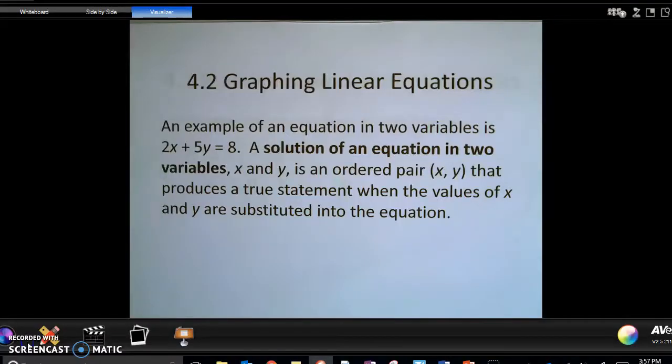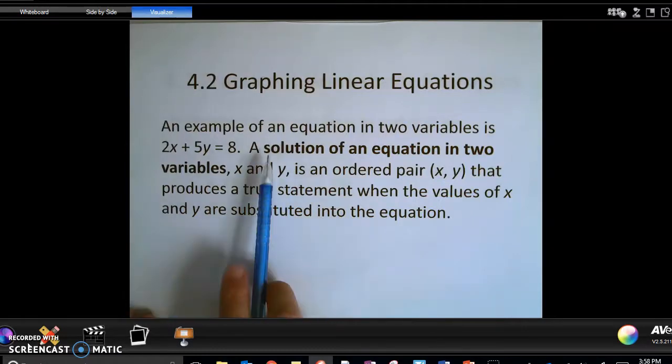Okay, the second part of our lesson we're going to talk about today is graphing linear equations. So far, we have been looking at equations in one variable, but now we are going to look at equations in two variables and how the solution looks different for those.